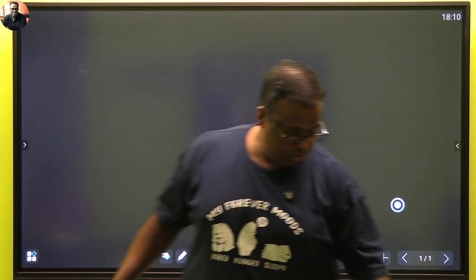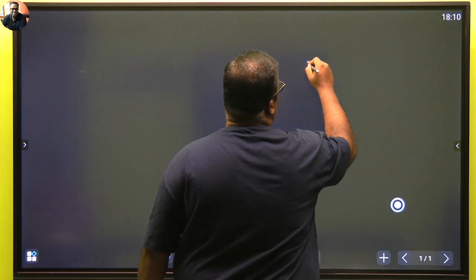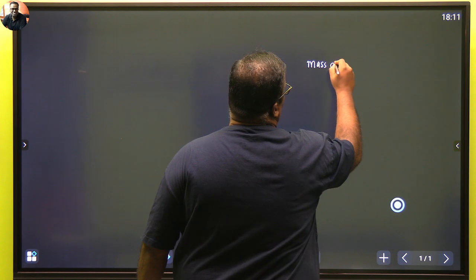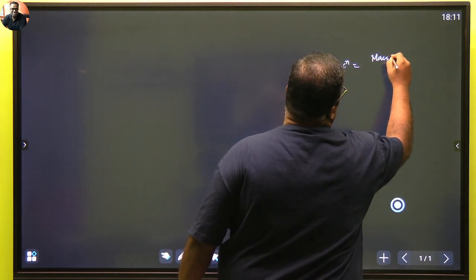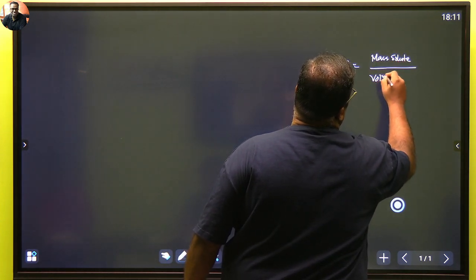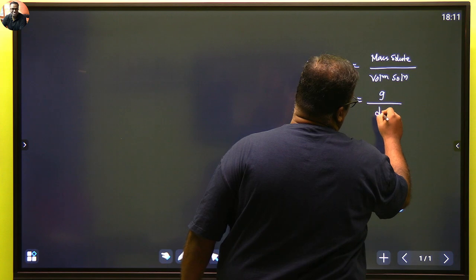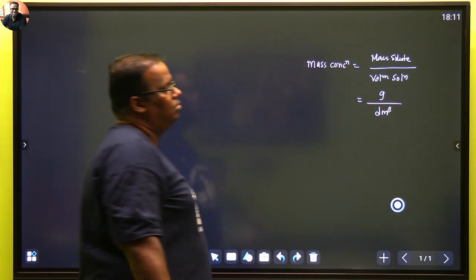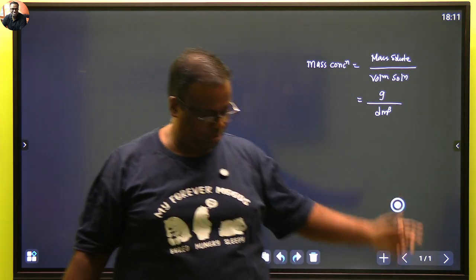So we have understood what is mass concentration. Mass concentration will be grams per dm cube. Anyways, the book has also written about mass concentration, so let us also write about it. Mass concentration is given as mass of solute over volume of solution. Mass of solute will be measured in gram and volume of solution in dm cube. Okay? That was moles per dm cube. This is grams per dm cube.